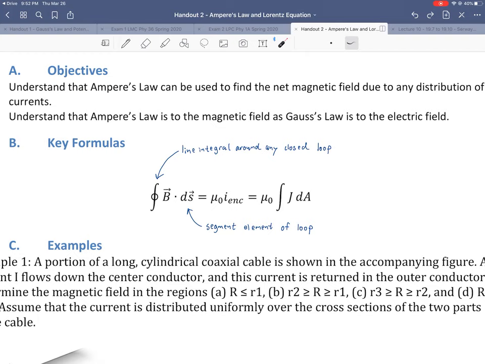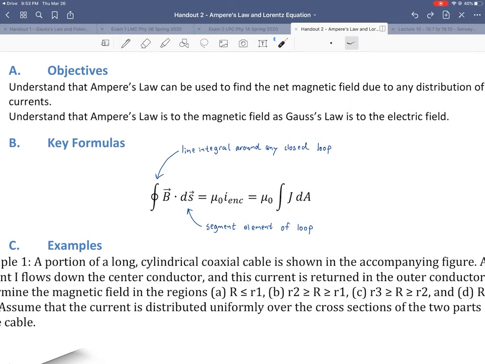Since it's a dot product, as we integrate this scalar value over our line, in this case a closed loop, what does the scalar value represent? Well, it only represents the component of the magnetic field that is parallel to the loop, because that's the point.